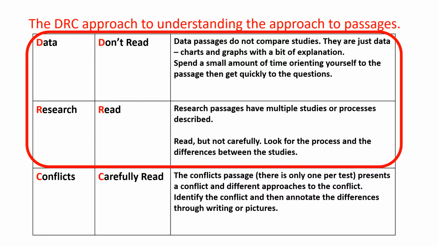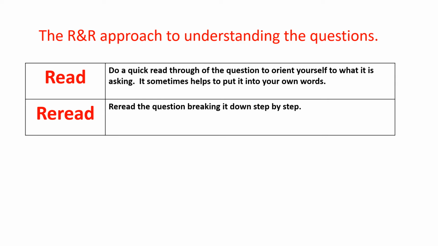If you get to the end of the test and you're running short on time, skip the passage, skip reading it, and just look at the data and do those that refer to the data. But you're going to have some questions that refer to the reading and ask you about the procedures of the experiment. So as you're approaching these, I think the best way to answer the questions is the R&R approach. Read, then reread, do a quick read through of the question, then reread it and break it down. We're going to reread and break it down step by step as I go through the questions with you.